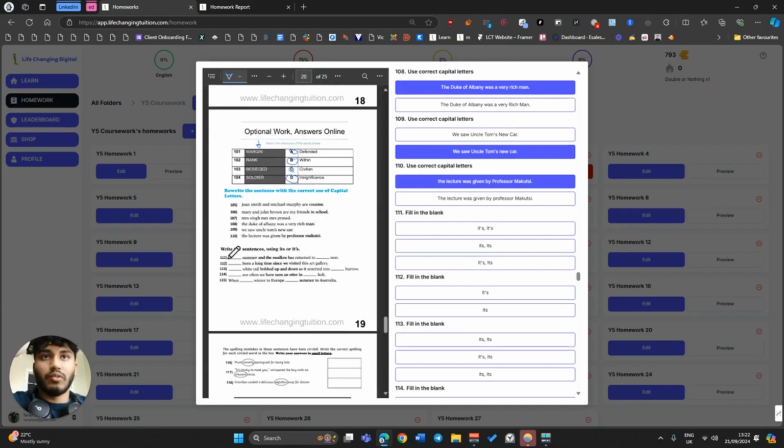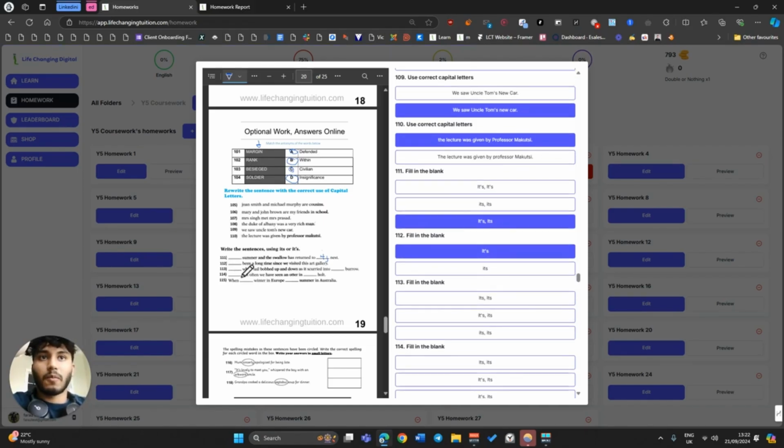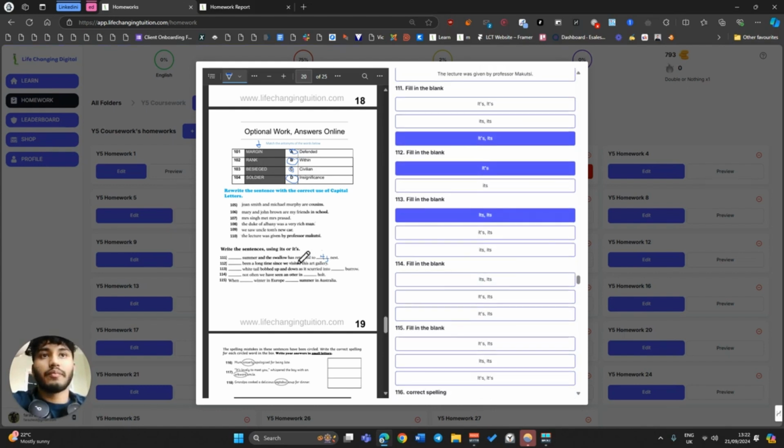Okay. So you've got it's summer, or it is summer, and the swallow has returned to its nest. So this would be a possessive its, because it owns the nest. So it should be apostrophe its for the first one and possessive its for the next. It has been a long time, so that would be apostrophe its. Its, so this is a possessive one. Its white tail bobbed up and down as it scurried into its burrow. So both of those are possessive, so it should be both.